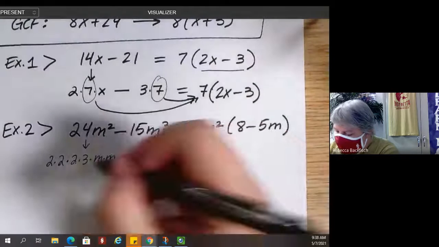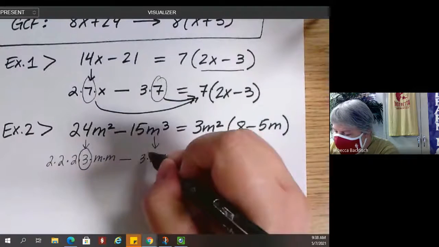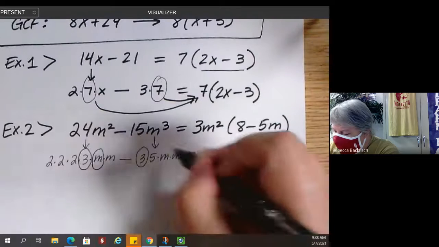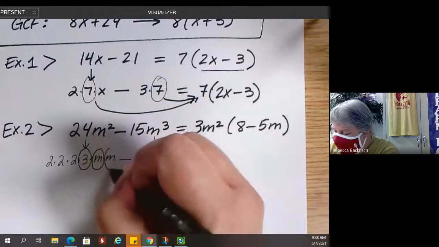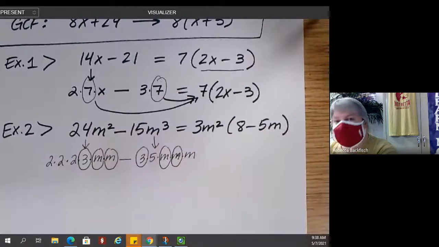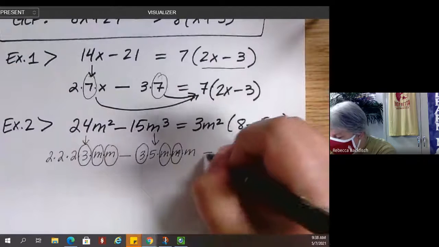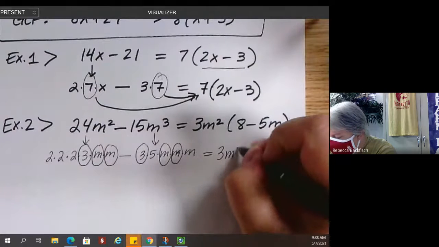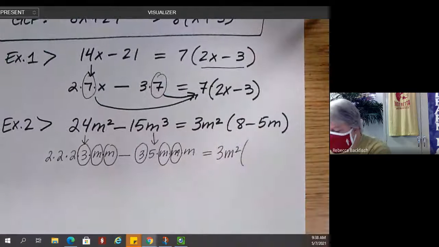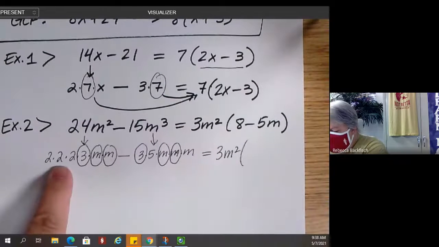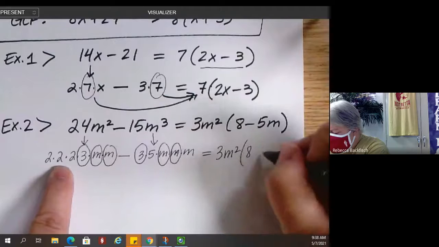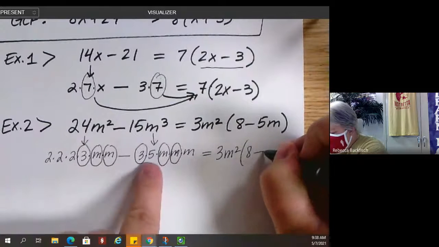Okay, so the only number they have in common is the 3. Then they have an m in common. Then they have another m in common. m times m is m squared. So that's what made me decide to put 3m squared out front. Then what's left here is 2 times 2 times 2, which is 8. There's a minus, and there's a 5m.